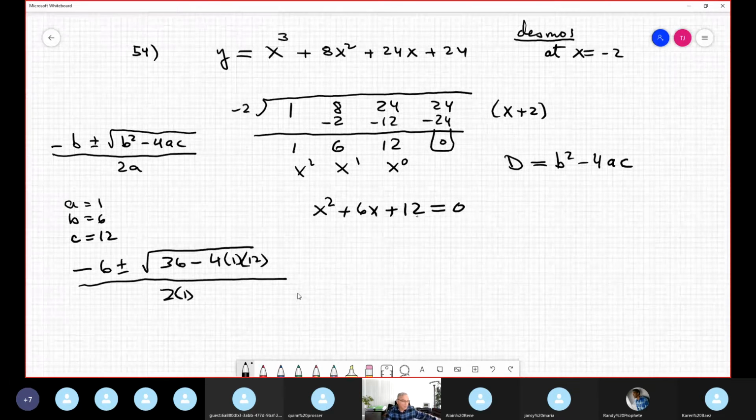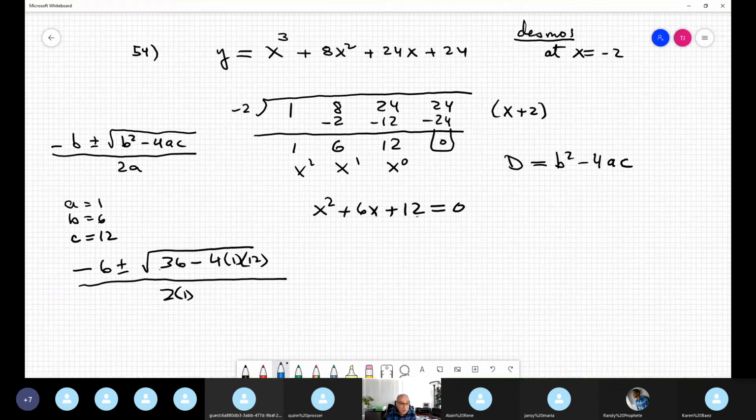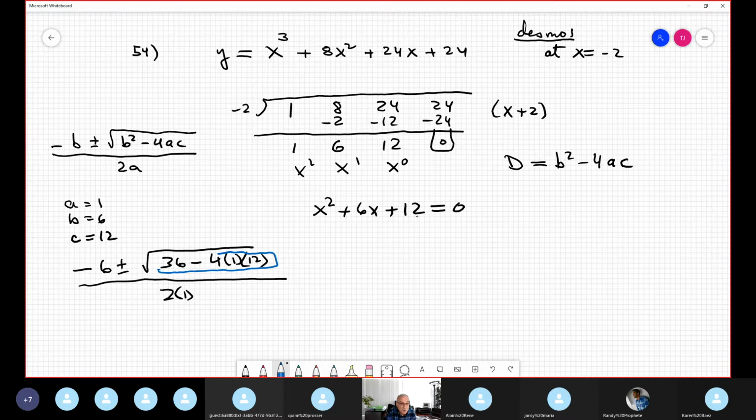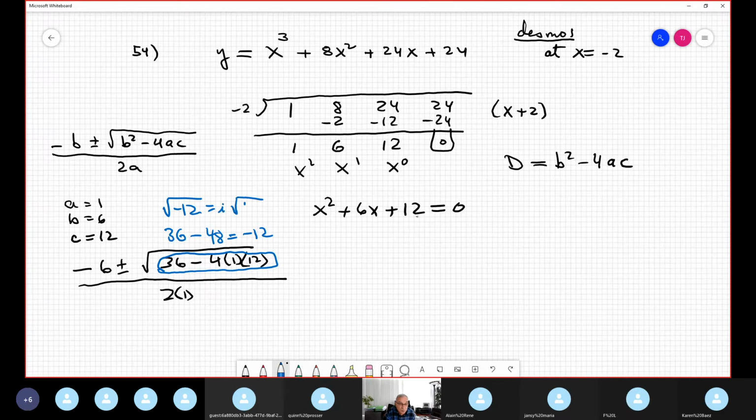The expression inside here, we're using another color, is 36 minus, so 12 times 4 is 48, right? Let me check it just in case on my calculator. Okay, so 48. And negative 12. Wow, negative 12.